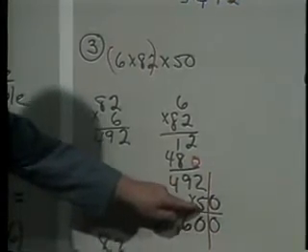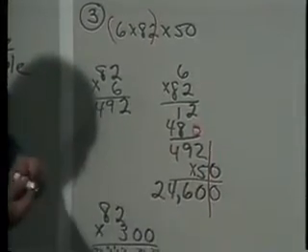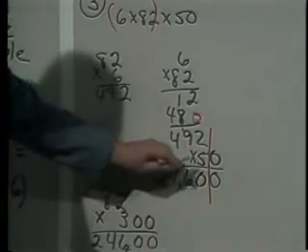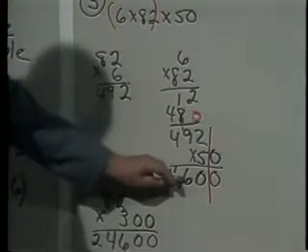Either way, now I multiply that by 50, and using the shortcut method I showed you before, I take the 492, I multiply that by 5. You see 5 times 2 is 10, put down the 0, carry the 1. 5 times 9 is 45, and 1 is 46.